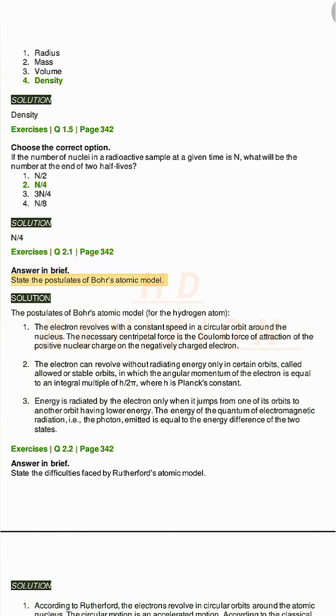Exercises Q2.1, page 342. Answer in brief. State the postulates of Bohr's atomic model. Solution. The postulates of Bohr's atomic model, for the hydrogen atom.